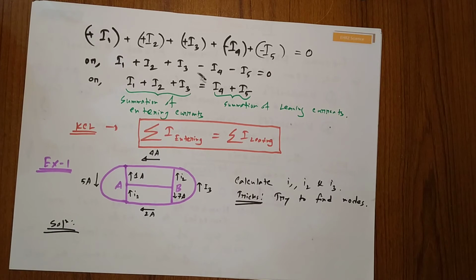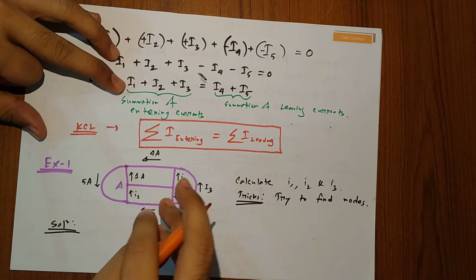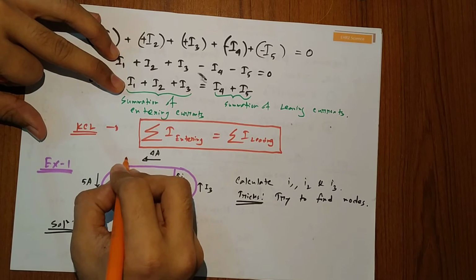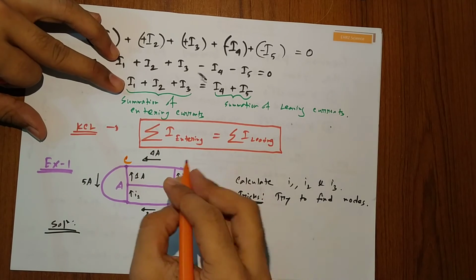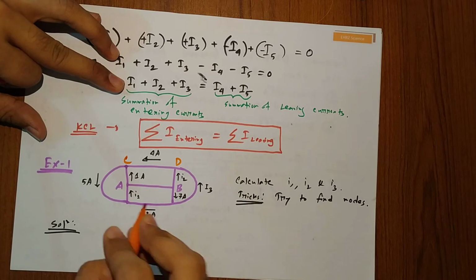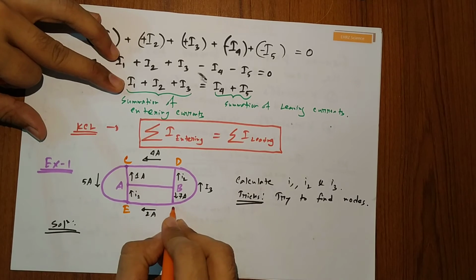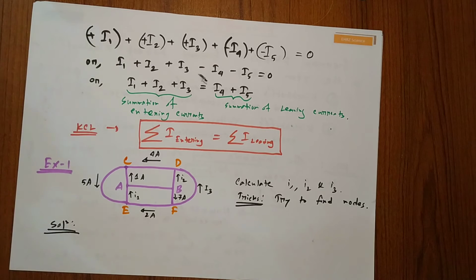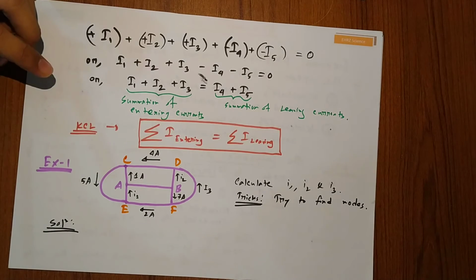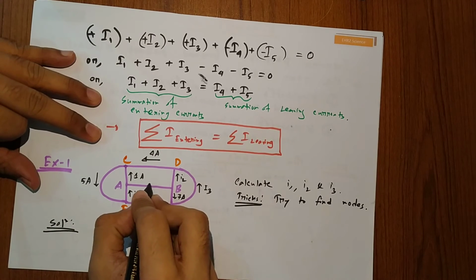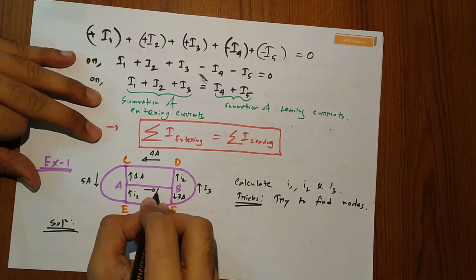We know that a node is the point where branches are connected. This is a node. This is node C. This is also a node D. This is also a node E. This is also a node F. Okay. We have a 6 ampere current here.